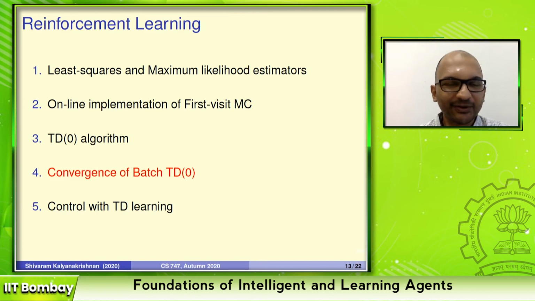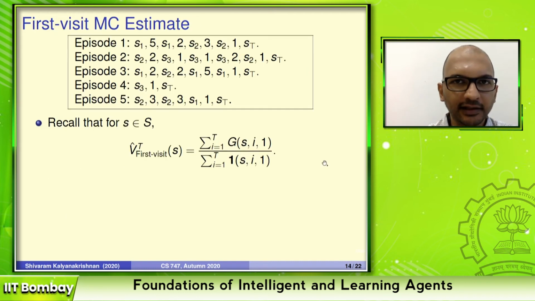Now the natural question: if you do TD0, what is it going to give you? With Monte Carlo methods, it's kind of clearer that we are looking at an average. We know what we're getting, but what really are we getting when we are bootstrapping and doing TD0 type of updating? In order to answer that question, let us first settle the matter with Monte Carlo methods.